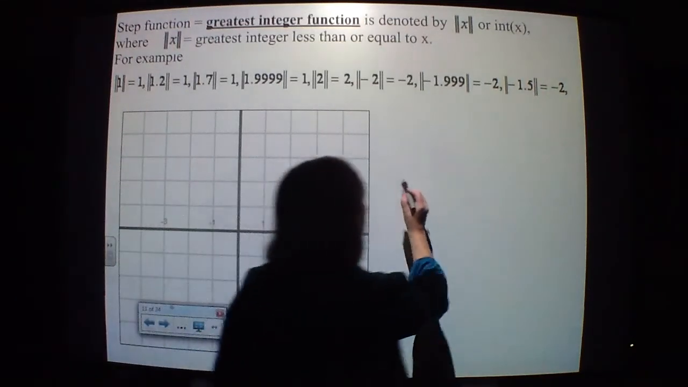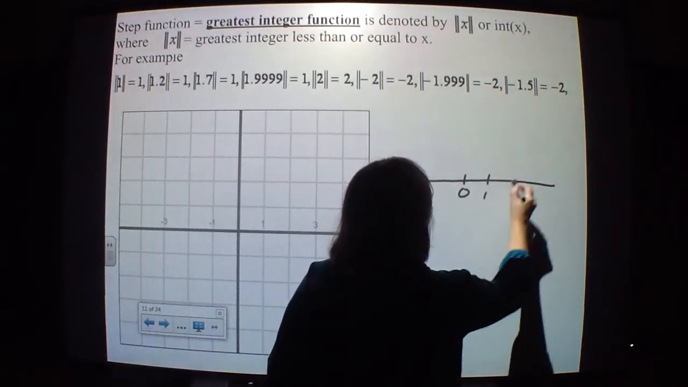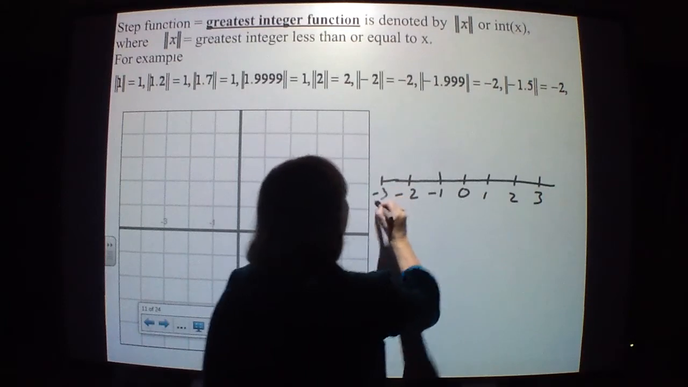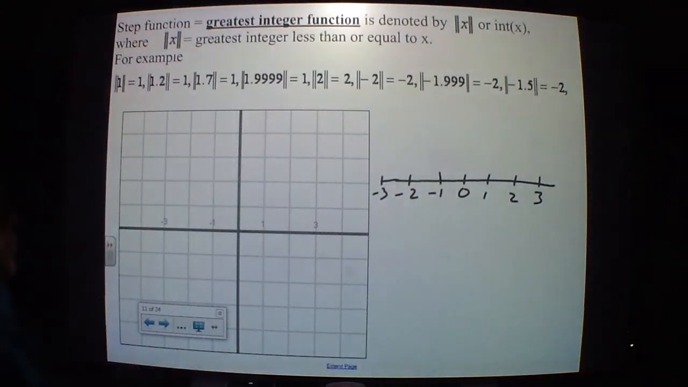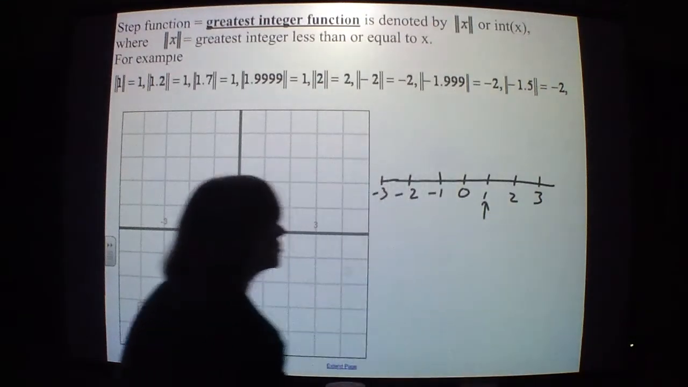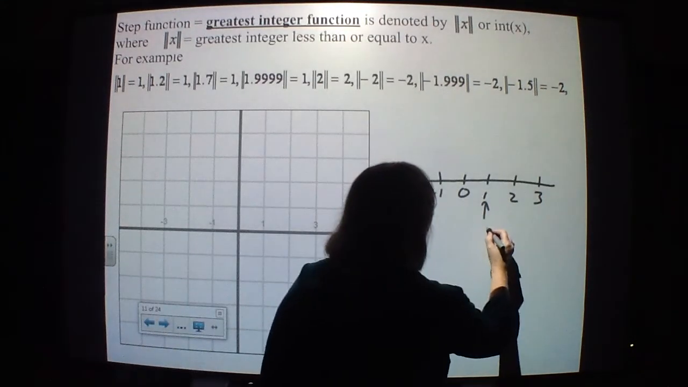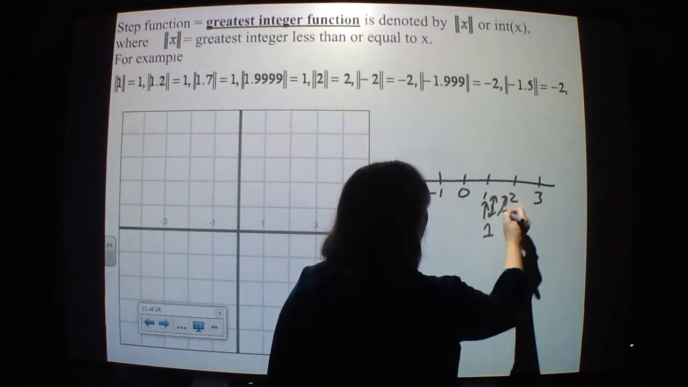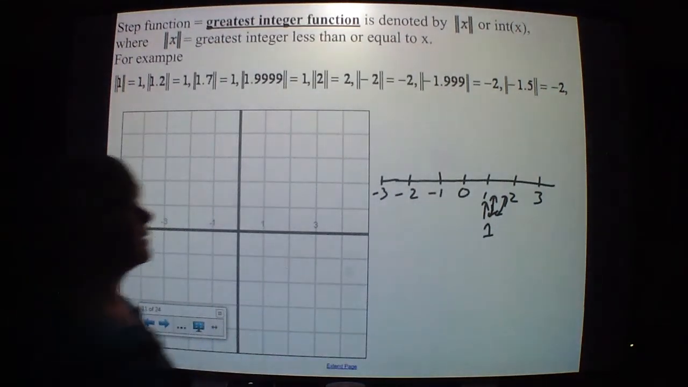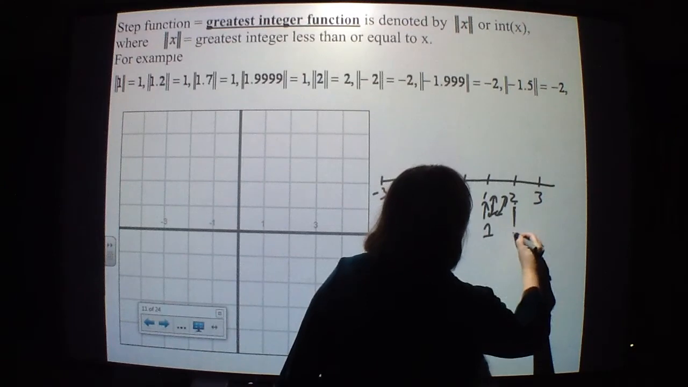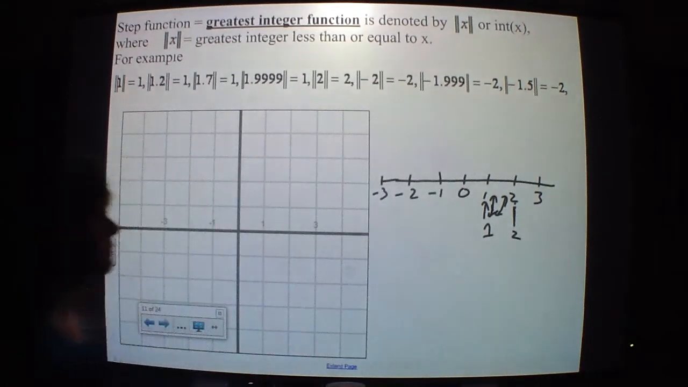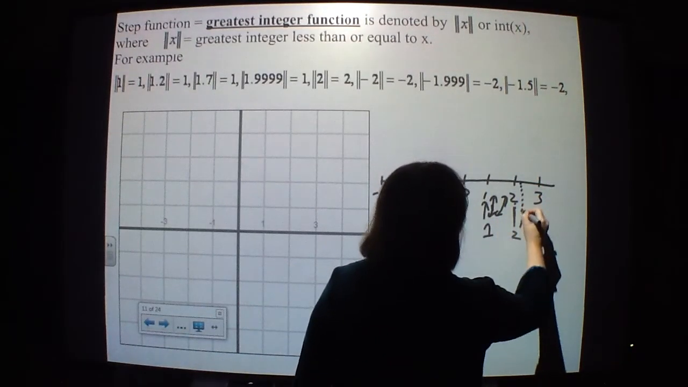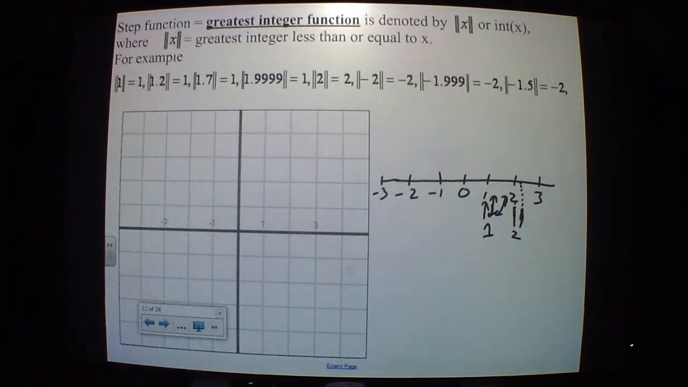Okay? And think of it as, I'm on a number line. If I have 0, 1, 2, 3, negative 1, negative 2, and so forth, negative 3. So if I have 1, the greatest integer is 1. If I have 1.2, the greatest integer still is 1. If I have 1.7, the greatest integer is still 1. Until I get up to 2. And when I get up to 2, the greatest integer is 2. Okay? If I'm at 2.2, maybe right here, it's still 2. So the greatest integer of 2.2 is 2.